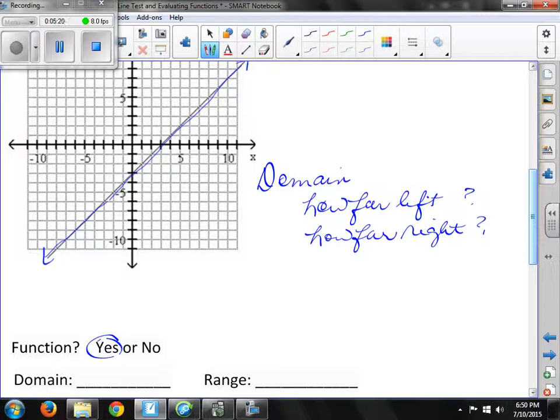How far left does this graph go? Well, it continues as you move the graph along straight. It continues to go further and further to the left. How far right? It continues to go further and further to the right.